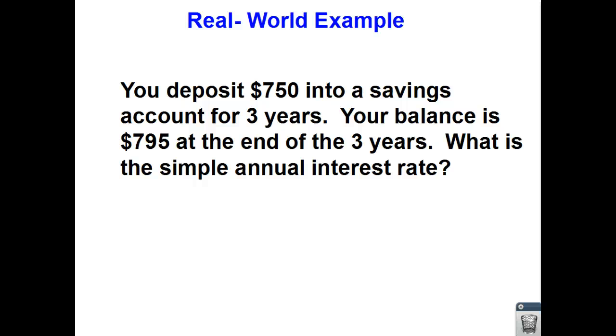What I'd like to do in the next few minutes is take this idea of simple interest and apply it to your everyday life. Maybe some of you right now have your own savings accounts. Maybe you know a little bit about your parents' savings accounts. Let me take you through that first, and then at the end of this lesson today, if we have time, we'll work this out together.